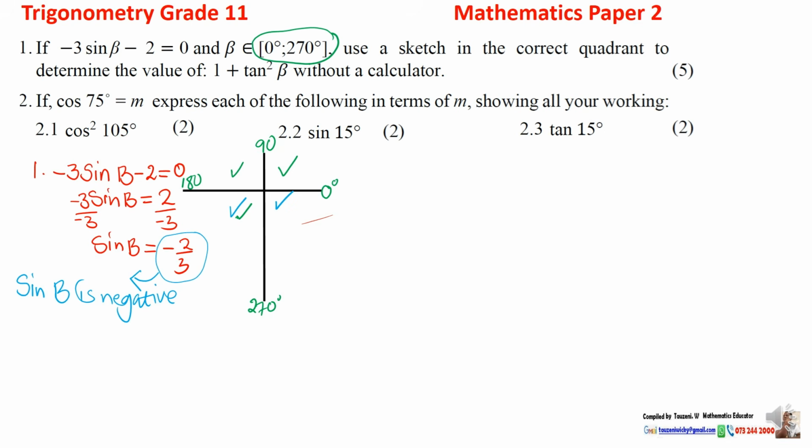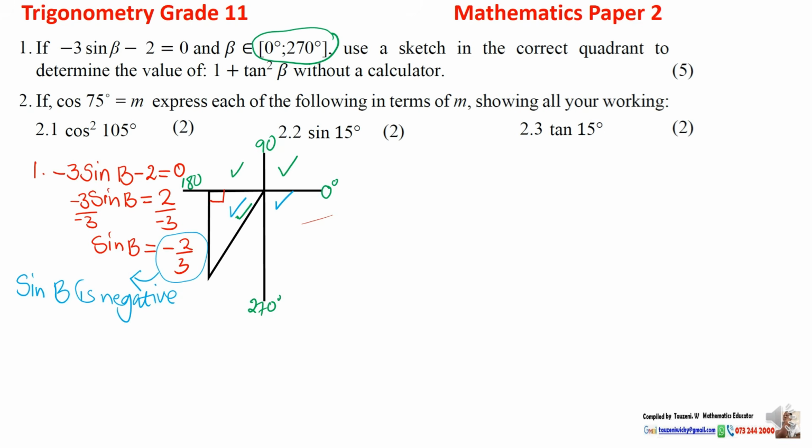We need one quadrant that is between 0 and 270 and where sine is negative. So that points me to the third quadrant. Now I can draw my triangle in the third quadrant. The 90-degree angle is placed on the x-axis. So in this diagram, I put a 90-degree angle on my x-axis.